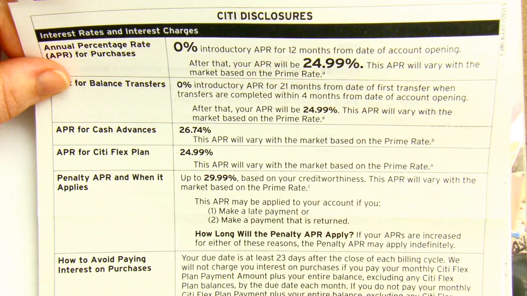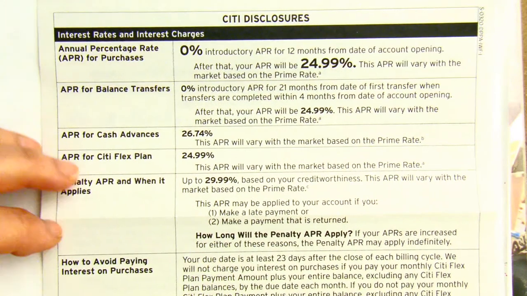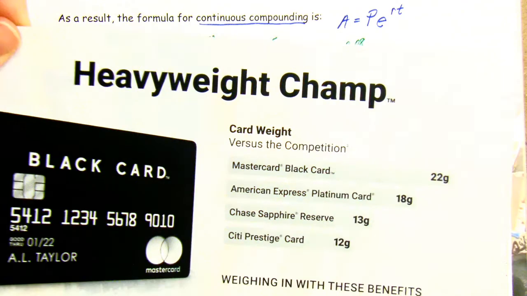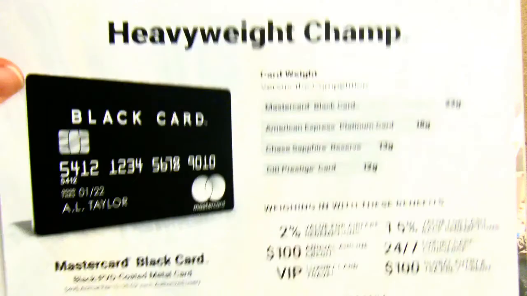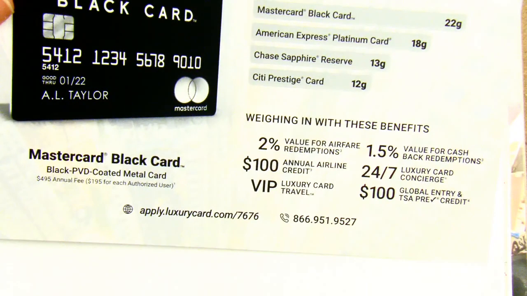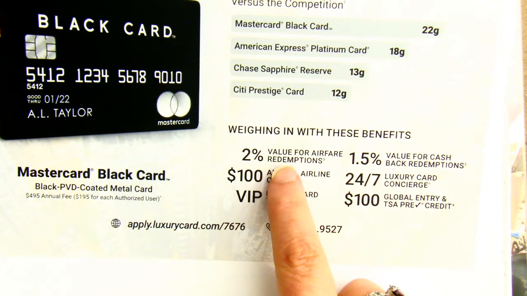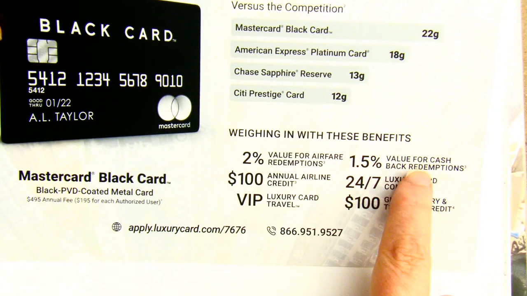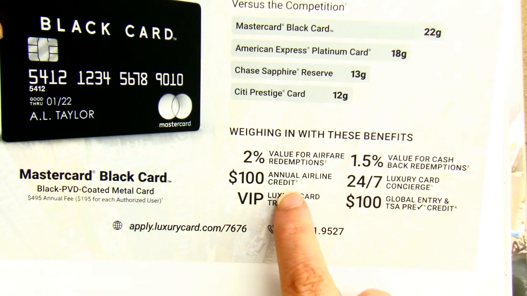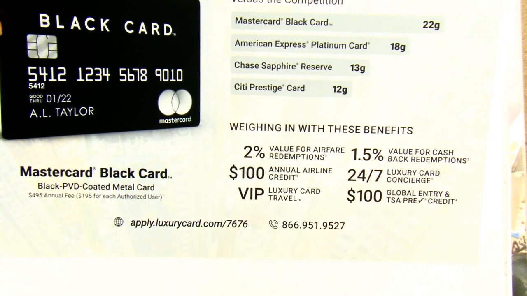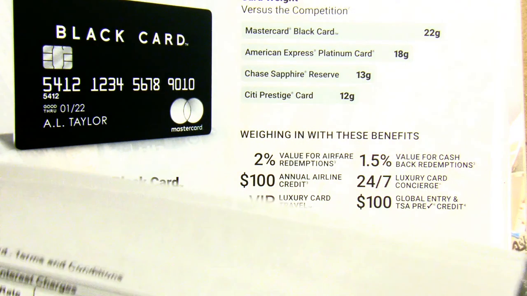The other thing is, one time I got this nifty offer for this heavyweight champ, cool looking credit card. The only thing is, when I read, here they make this all look good. 2% cash back, okay, cash back redemption. So here for airfare, here for just cash back. Annual airline credit, $100. They make this look good. VIP, luxury card, travel. But remember, this, with your interest rates and your disclosures, is the important paper to look at.